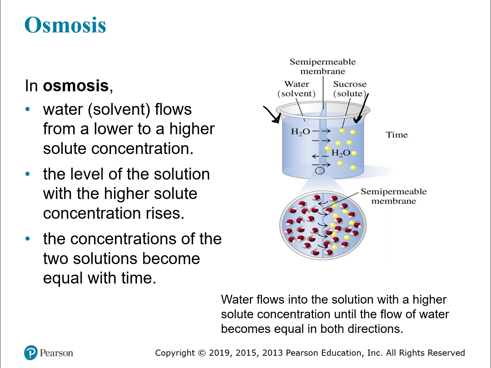If you have solute on one side and not on the other, then you're going to have water flowing across the membrane to where the solute is. And what you're trying to do is kind of equal out the concentration on both sides. That's osmosis.